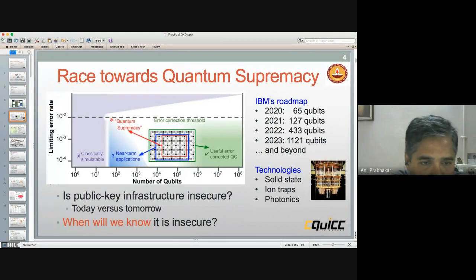On the x-axis, you have the number of qubits. If the number of qubits gets to about 10,000, then things start getting really scary for us. But in another couple of years, IBM is promising that they'll get us to 1,000. So you can imagine that in about 5 years or maybe 7 years, people will no longer be able to rely on public key encryption.